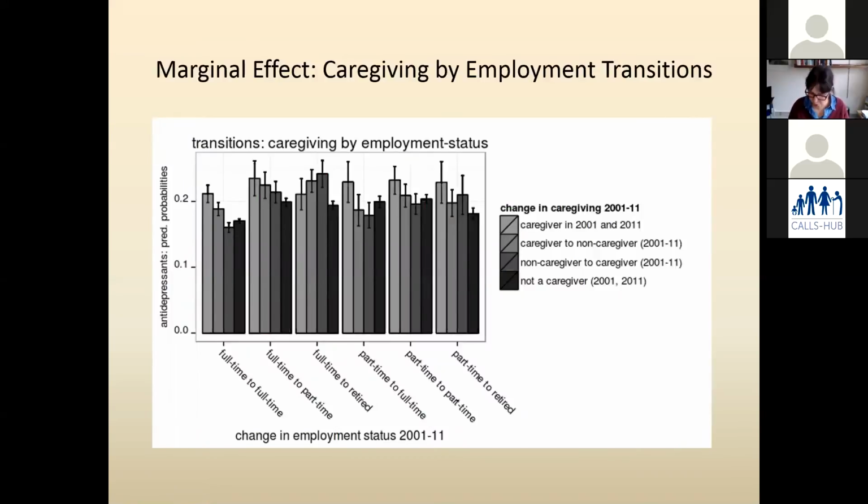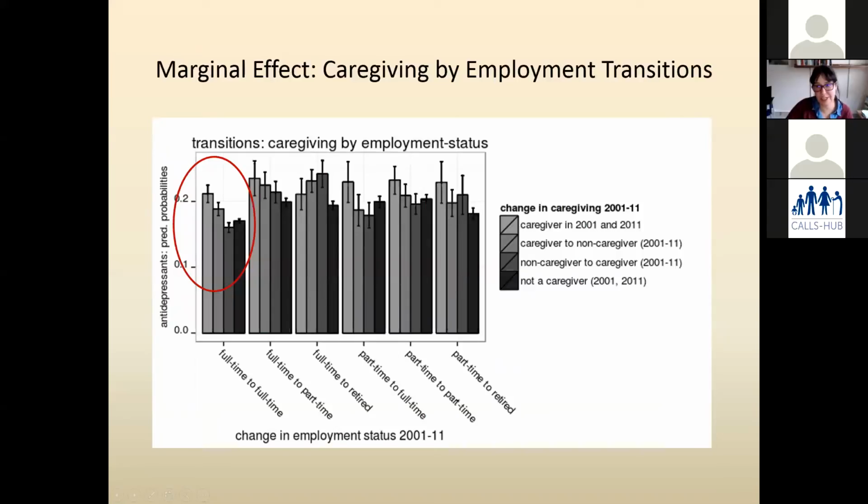Now, this is quite a noisy graph, and I'll just quickly highlight a few results from this. We've looked at caregiving transitions from 2001 to 2011 and employment transition 2001 to 2011. However, there are some caveats. We don't really know what happened between the two census points. These are 10-year intervals.